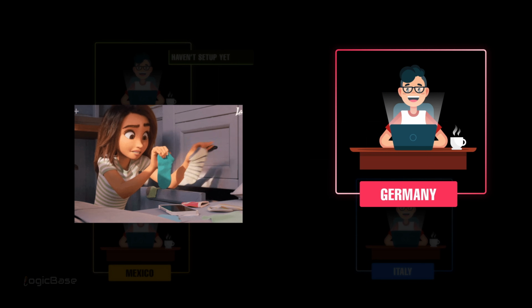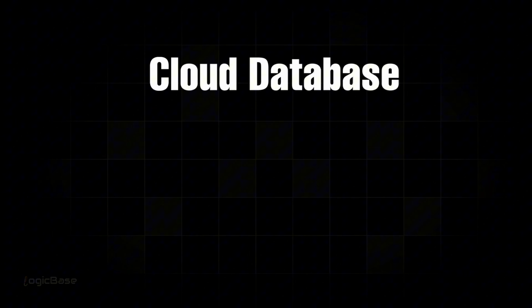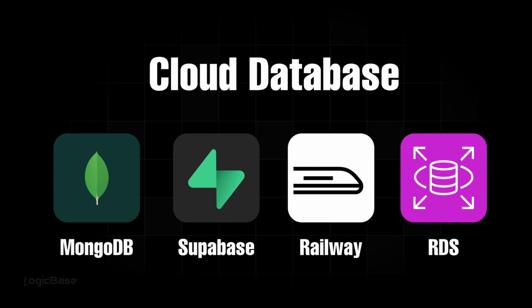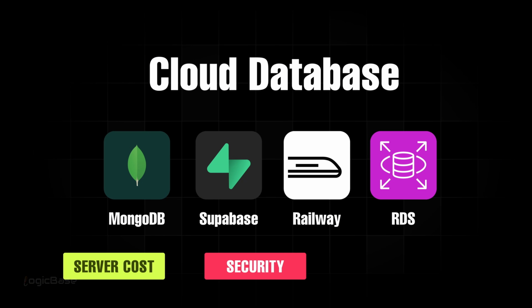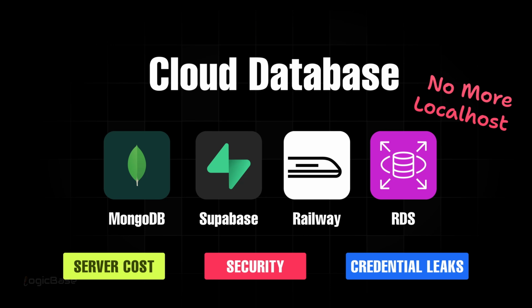To avoid this hassle, we usually spin up a cloud database. MongoDB Atlas, Supabase, Railway, RDS, whatever it is. But the moment you go to the cloud, a new set of problems start. It costs money. Security becomes a concern. There's fear of credential leaks. And most importantly, that natural local development feeling disappears. A lot of the time, setting up all this just to work within a team feels like overkill.